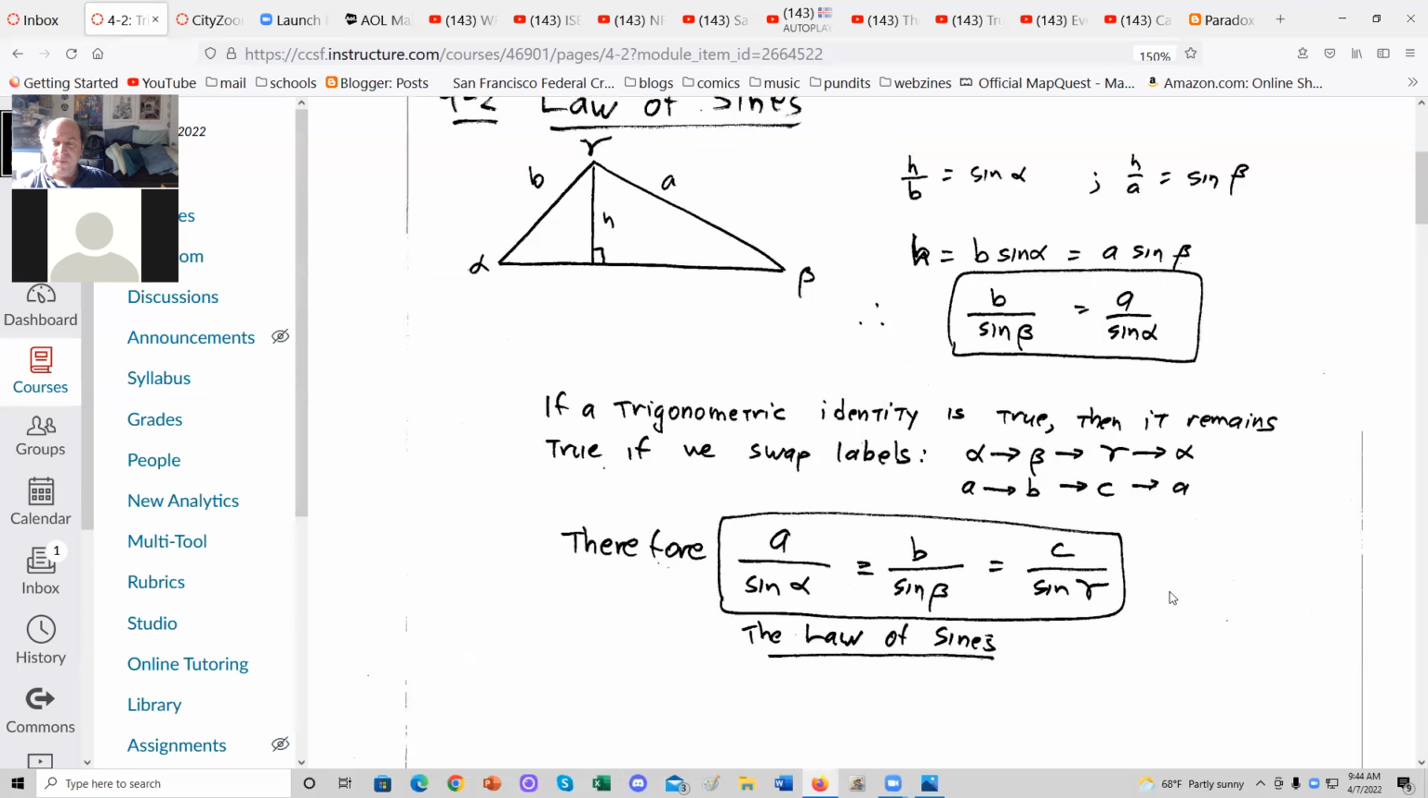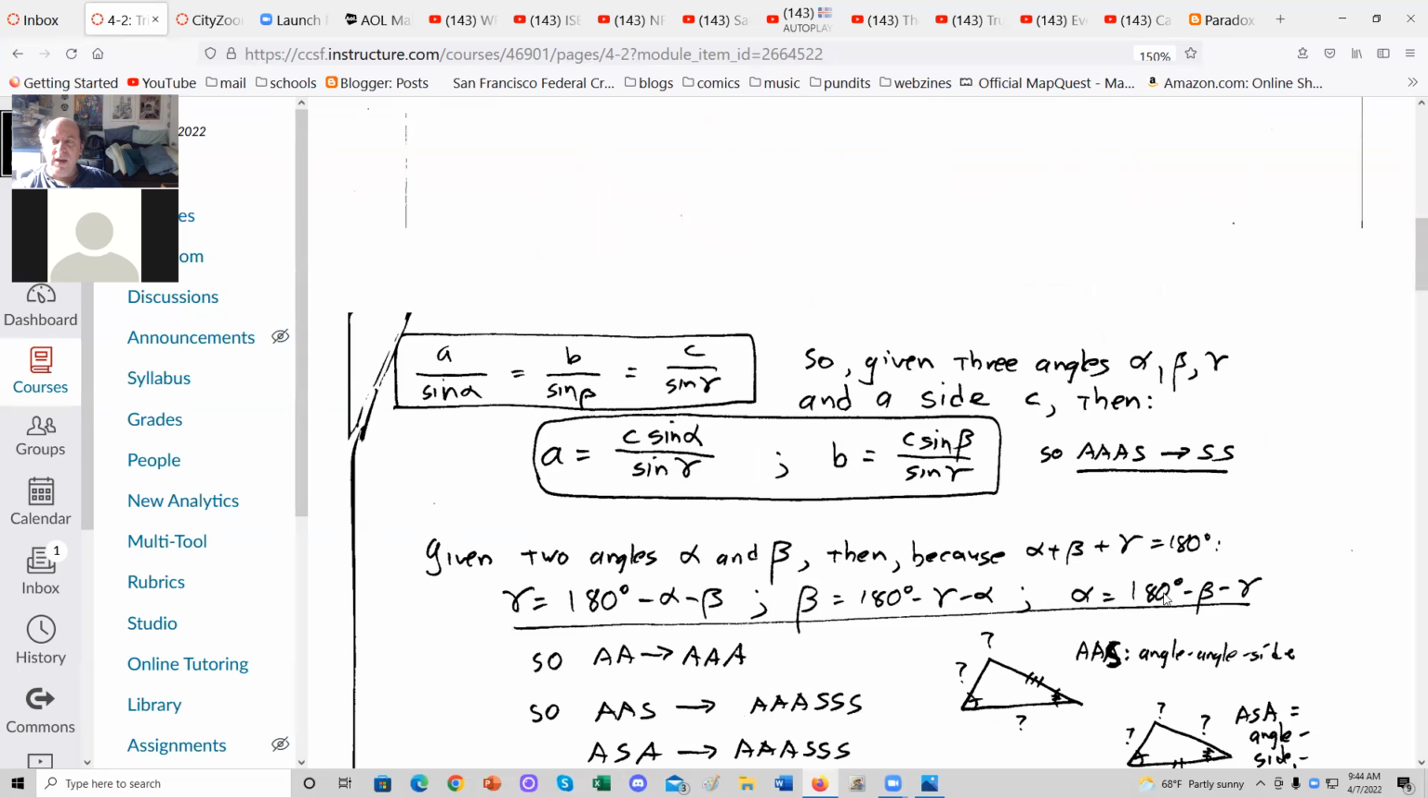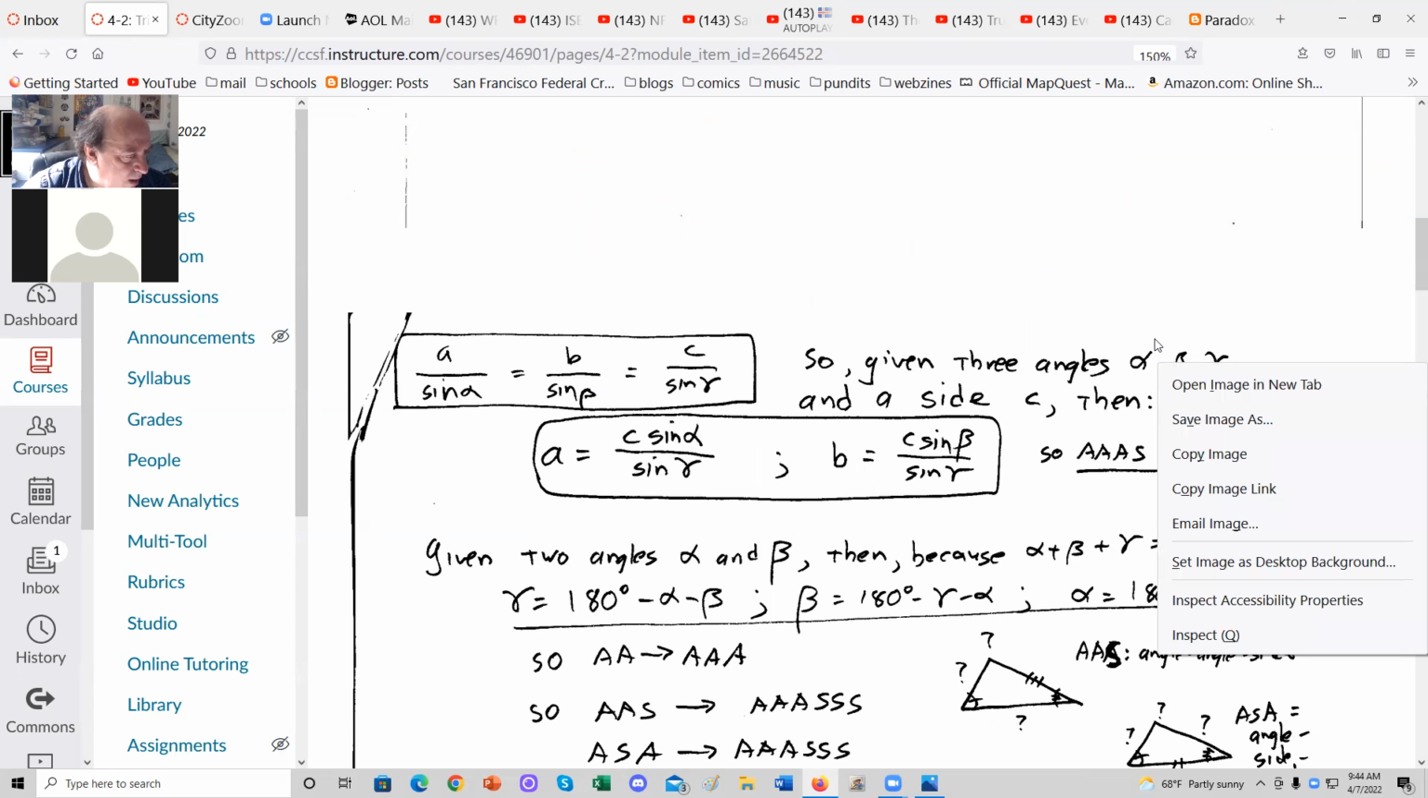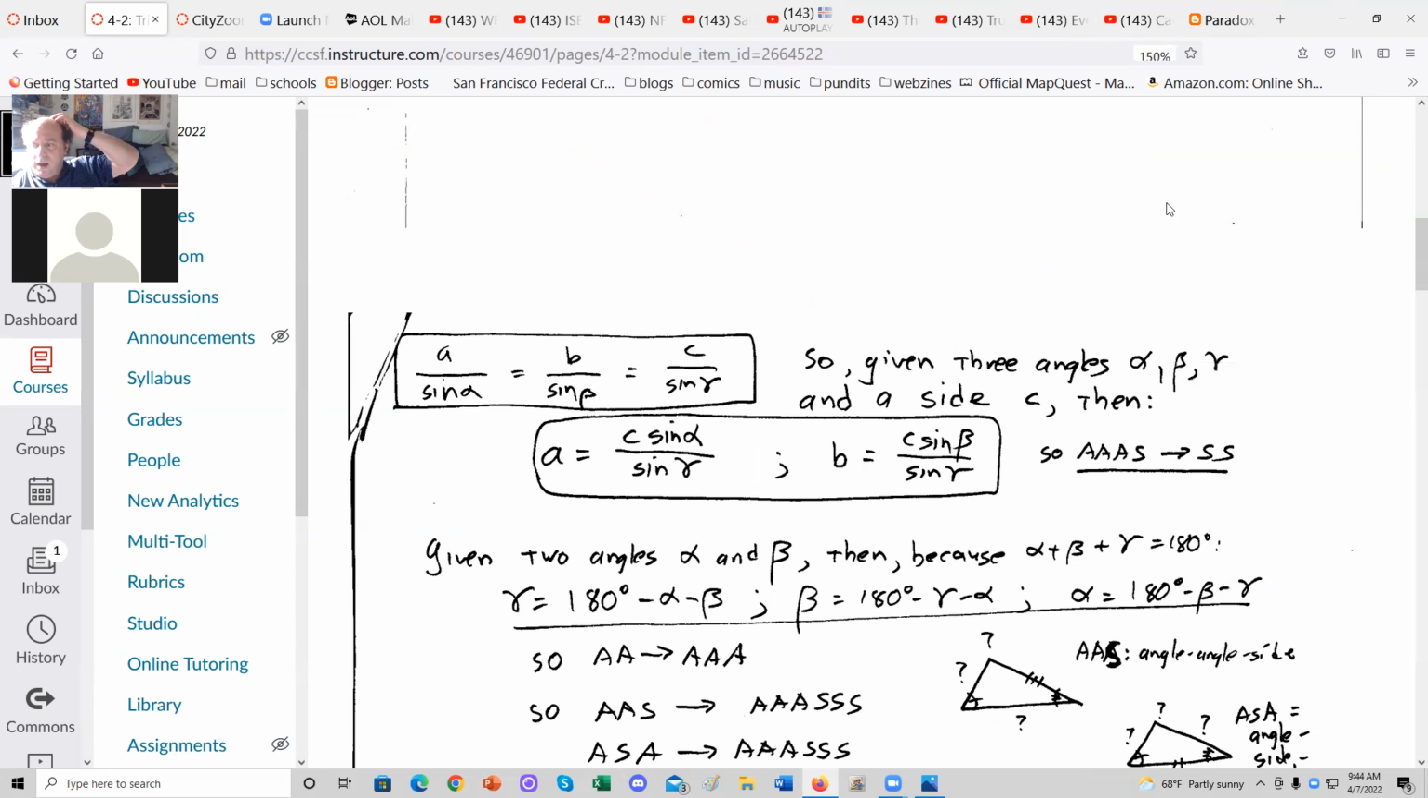Very useful, because if you have all three angles, in practice all you need is two of the angles, and that gives you the third. Given all three angles and one side, C, then we can get the other two sides, because by transposing sine alpha, you get A equals C sine alpha over sine gamma, and transposing sine beta, you get B equals C sine beta over sine gamma.